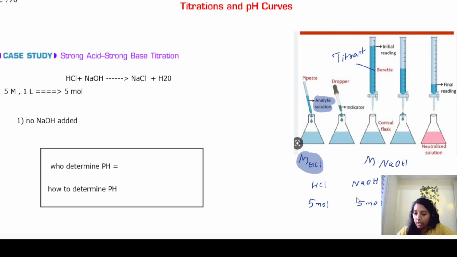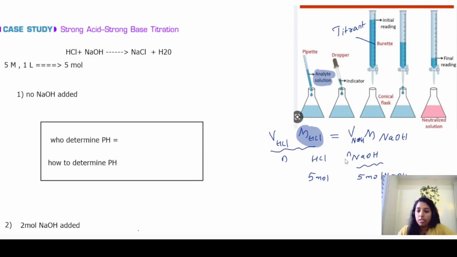So you can calculate the number of moles of NaOH by using the molarity and volume. Volume of NaOH times molarity of NaOH will give the number of moles of NaOH, isn't it, which is equal to the molarity times volume of HCl. Correct, because that is nothing but the number of moles of HCl. So you can use this equation only for a 1:1 ratio, right?